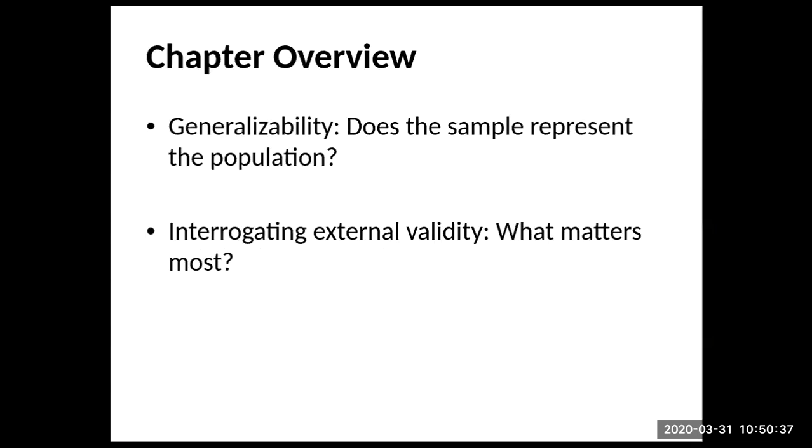Looking over the chapter, we're going to start with generalizability: does the sample represent the population? In the second half of this chapter, we're going to interrogate external validity, asking what matters most. The answer for frequency claims is that external validity matters most. When we're talking about a correlation or a true experiment, a causal claim, then external validity isn't as important, or doesn't seem to be as important. I guess it really depends. But in a frequency claim, which we've been concentrating on, it is of the utmost importance.